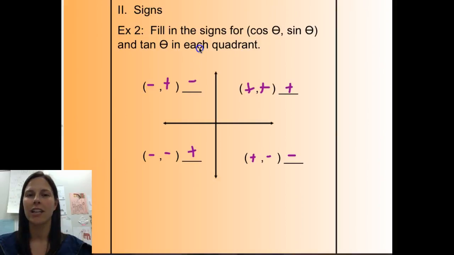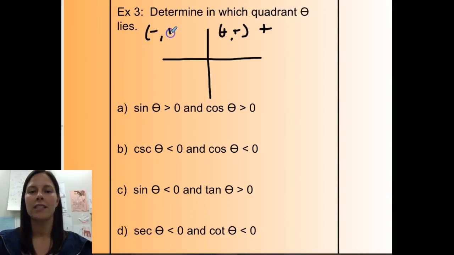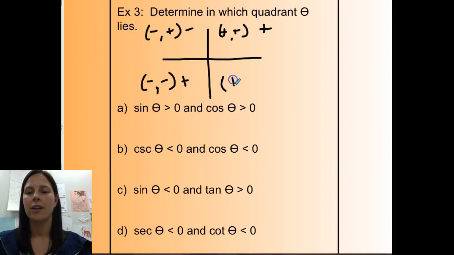We're going to use this chart to determine which quadrant theta is in if all we know is the sign, positive or negative, of different trig functions. First, I'm going to generate that little sine table that we had on the last one. Sine and cosine are both positive, so is tangent. Cosine's negative, sine's positive, tangent's negative. Both cosine and sine are negative, so tangent is positive. And cosine's positive, sine is negative, and tangent is negative.